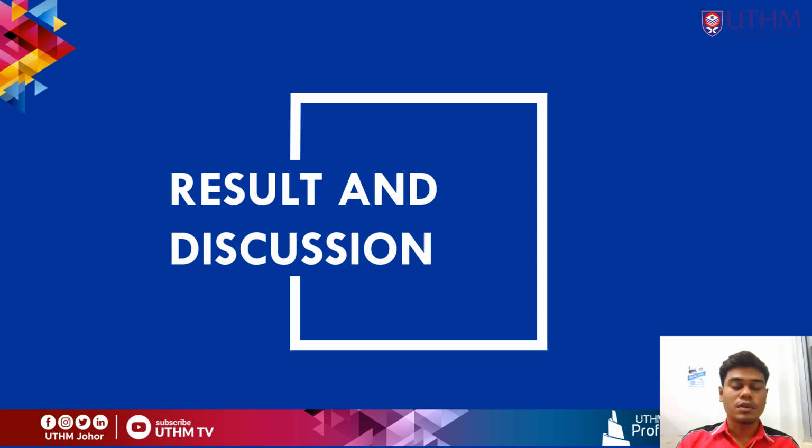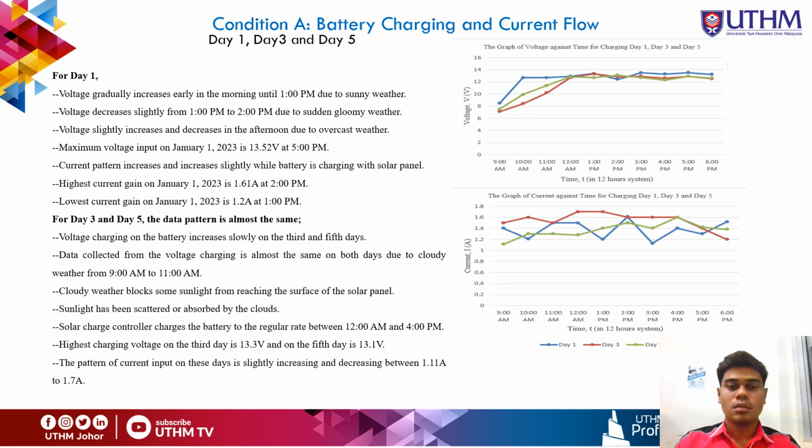Okay, this is chapter 4, which is result and discussion. To analyze the battery performance, there are three conditions: condition A, condition B, and condition C. Condition A is battery charging and current flow. This is the graph for day 1, day 3, and day 5, where the analysis started from 9 a.m. to 6 p.m. For day 2, day 4, and day 6, I started analyzing the charging voltage from 9:30 a.m. to 6:30 p.m.